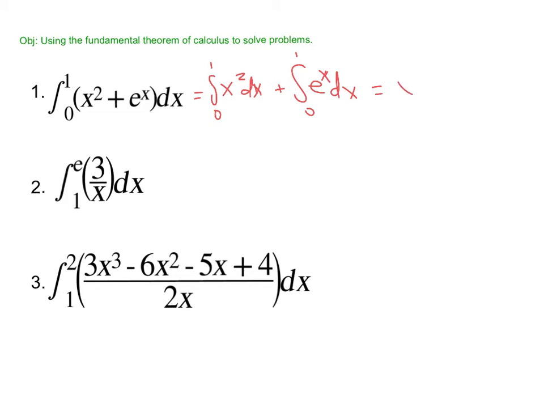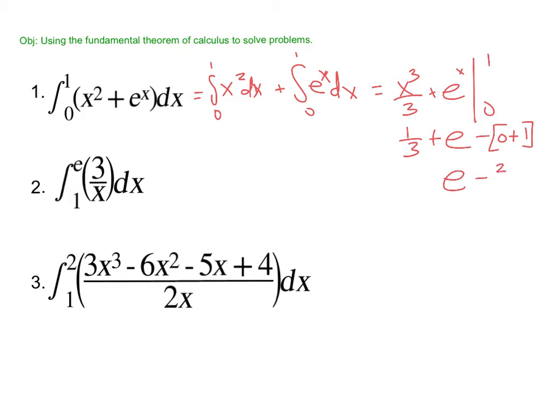So antiderivative x cubed over 3 plus e to the x from 0 to 1. So that's 1/3 plus e, minus 0 plus 1. So let's see, I get 1/3, so e minus 2/3 is my final answer.